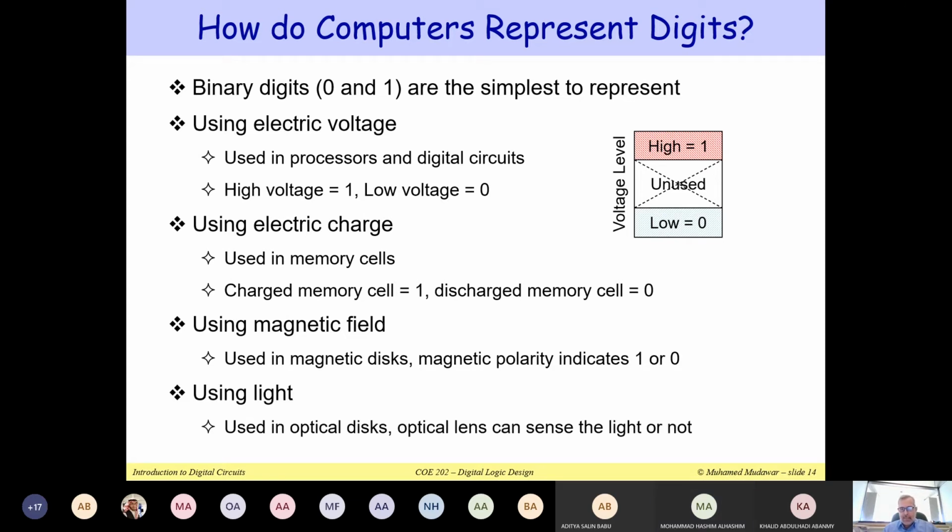Or even using light. People use light in optical disks, and they use optical lenses. Also they sometimes use it in optical networks, high-speed networks. They use light to transmit 1s and 0s. Usually there is an optical lens that can sense the light, so it senses whether you are transmitting or storing a 1 or a 0. So there are different technologies today that can represent the binary digit, the 0 and the 1. Is this clear?